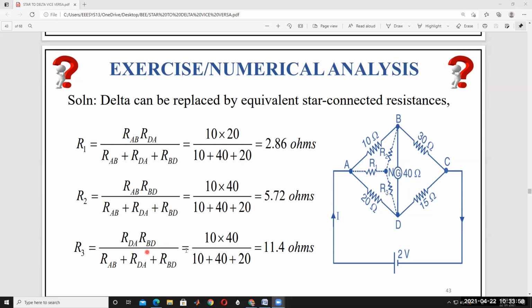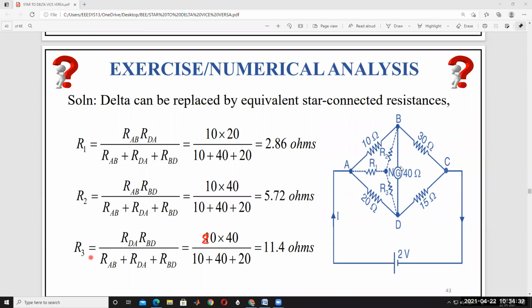Okay, so here it is a 20 ohm resistor, not 10. RAD is nothing but RDA, equal to the 20 ohm resistor. This is not 10, here it is 20. The resistance between the A and D terminals, simplify this expression. The expression and this equation are correct: 20 into 40 divided by 10 plus 40 plus 20. So verify whether it is 11.4 or not.